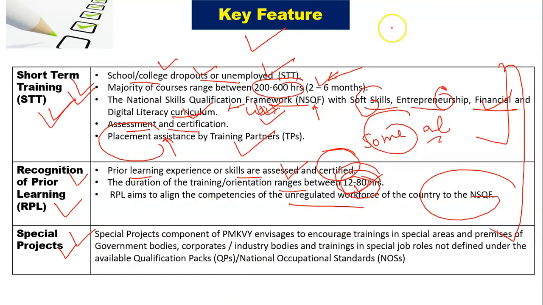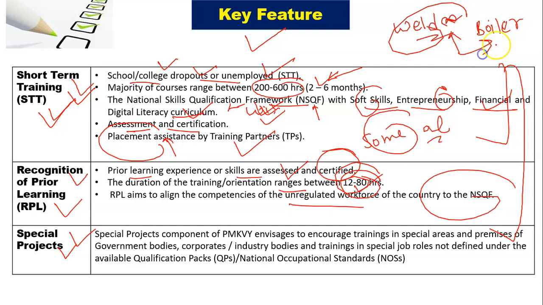For example, if a person wants to become a welder but in a particular field, he is doing a welding course but with a specialization. For example, if a person has the certification for welding of a boiler. A boiler is equipment which works at high pressure, and if you are doing welding for high pressure equipment, you require more skill. So for these types of skill development, they are running a special project.